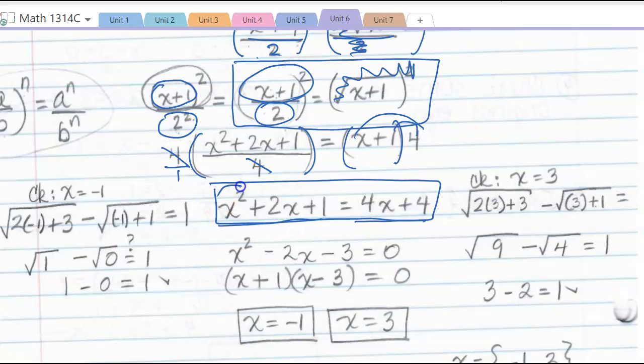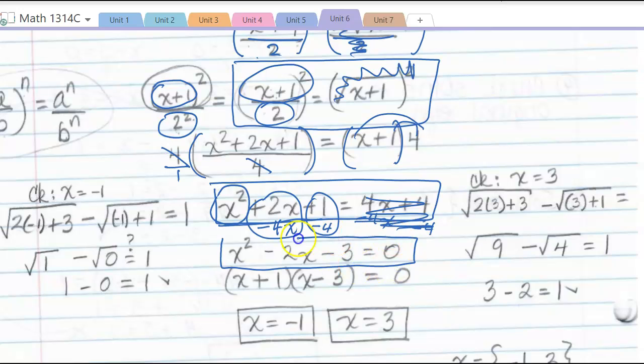So since I have x squared here and it's positive, I'm going to subtract 4x from both sides. And that's how you see how I got my negative 2x. I'm going to subtract 4 from both sides, and that's how we got my minus 3. And on this side, everything went away, so that's how we got it equal to 0. So I have a quadratic equation. I'm going to factor, set each of those factors equal to 0. So we found these two answers.